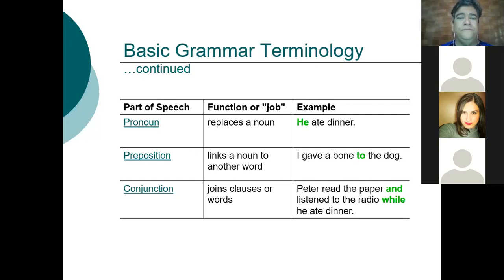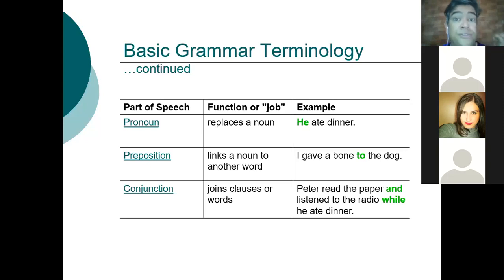What about prepositions? Well, a preposition is a word that links a noun to another word. For example, I gave a bone to the dog. This is something that sometimes is a bit confusing, but actually it's really easy. When you talk about prepositions, you have to think that I can connect a noun with any other word. Okay, and the conjunction.